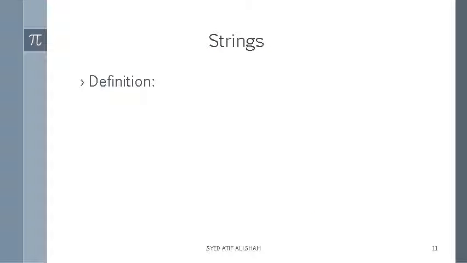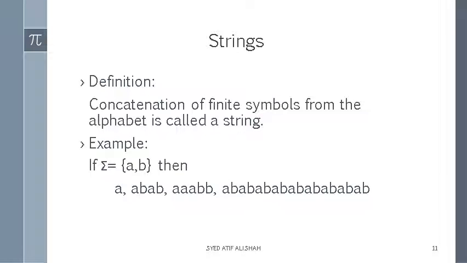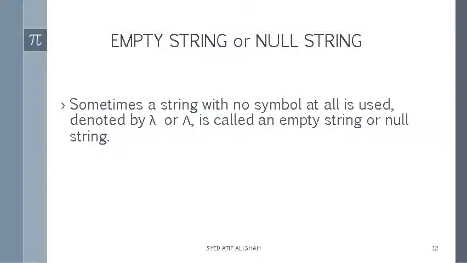Strings. By definition, concatenation of finite symbols from the alphabet is called a string. For example, let's say we have sigma = {a, b}. Then the strings are the combination of letters from sigma, that is a, ab, ab, aaa, bb, and so on. So these words or strings are actually the combination of the letters taken from sigma. Empty string or null string. Actually, this is a string that contains no letters.